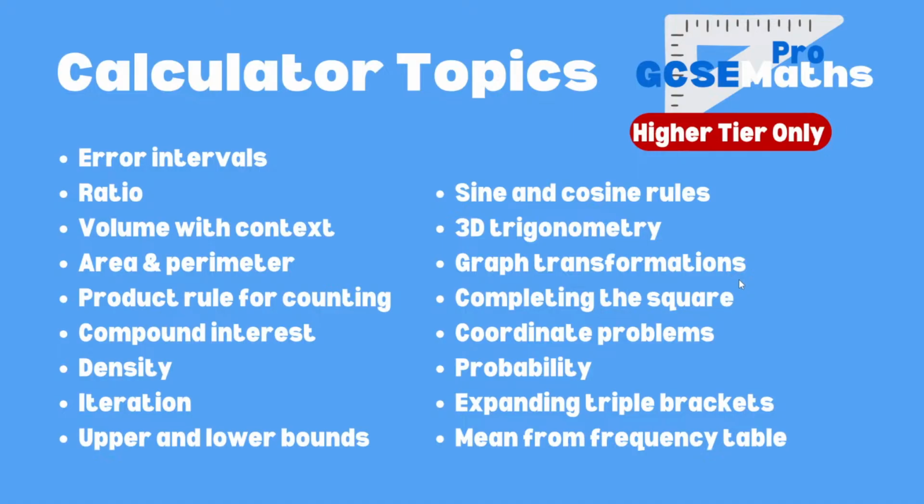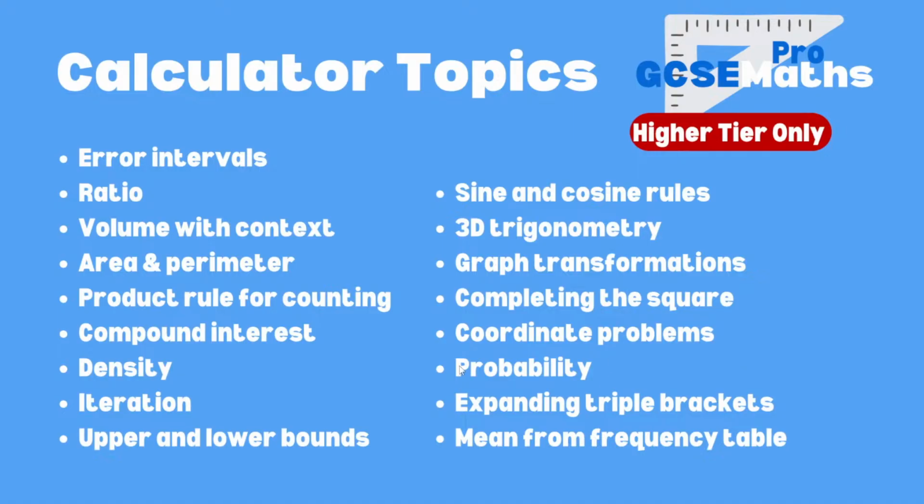Graph transformations, I don't think you've seen that. You've seen transformations in terms of the shapes, but not in terms of graphs. You haven't seen completing the square yet. That's not necessarily just a calculated topic, but just because you haven't seen it yet, I thought I'd write it down. I see a lot on paper 2 and paper 3 what I'd call coordinate problems. They're quite random, but maybe it's working out the distance between 2 points on a grid, so that's when you'd use Pythagoras. Maybe it's finding a midpoint, some kind of coordinate problem, right?